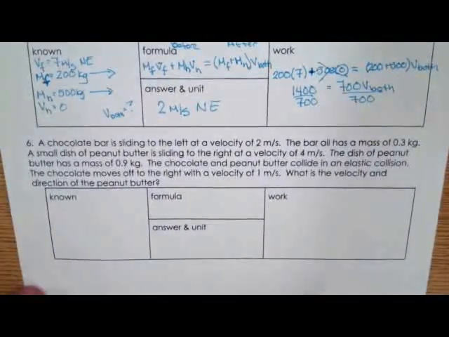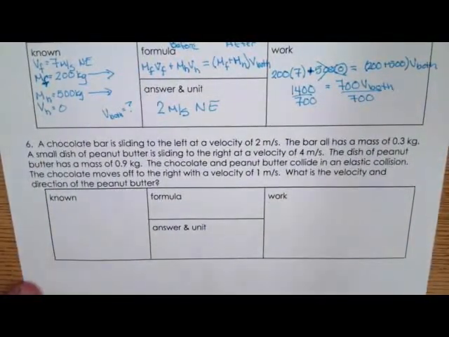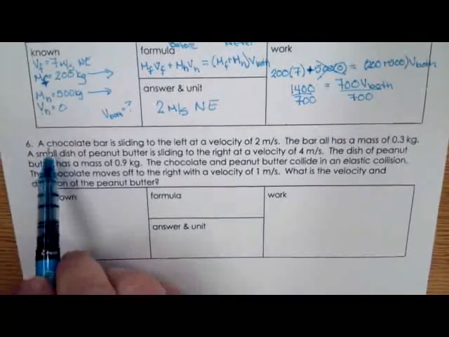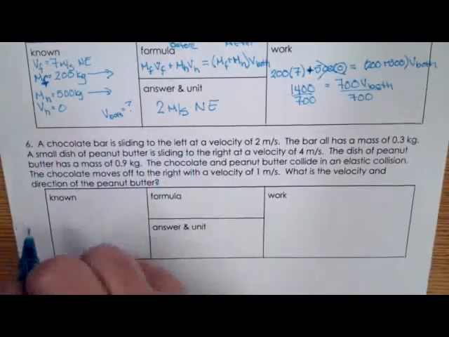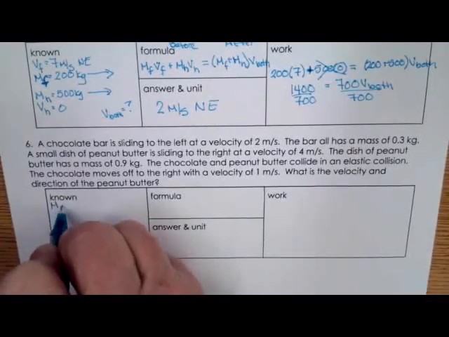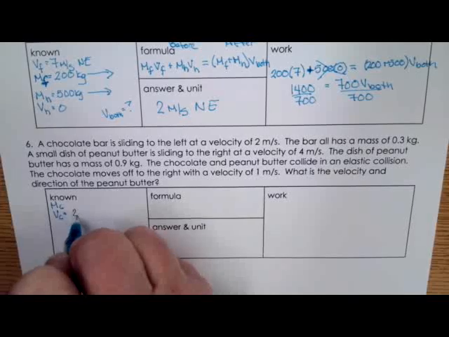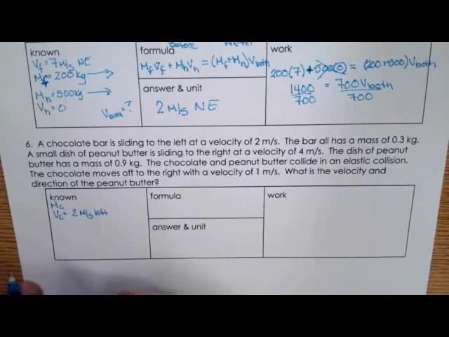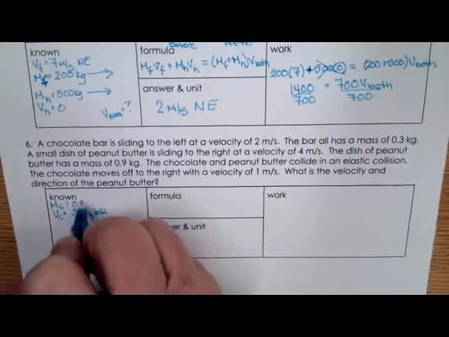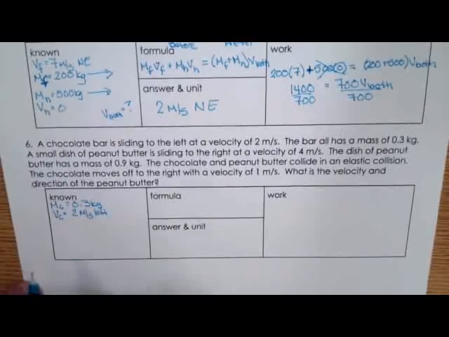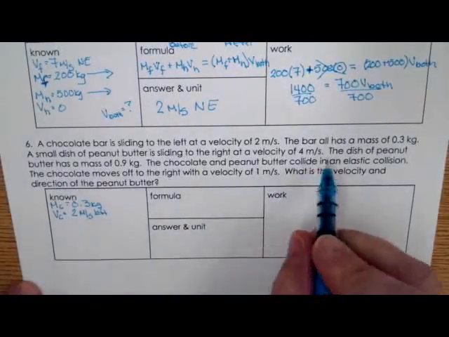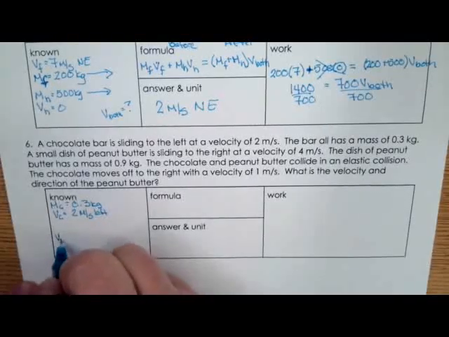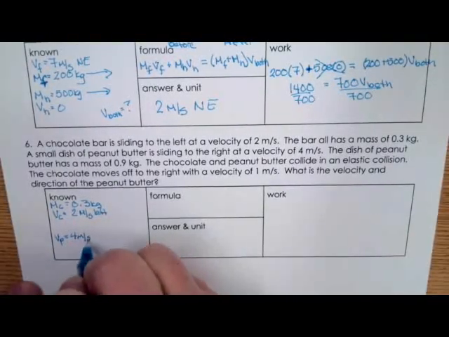The next one is a little bit more difficult because it's one of those where they don't stick together, and we really need to pay attention to the direction of the velocities for these ones that don't stick together. So you got a chocolate bar sliding to the left with a velocity, so the velocity of the chocolate is 2 meters per second left. The bar has a mass of 0.3 kilograms. A small dish of peanut butter is sliding to the right with a velocity of 4. So the velocity of the peanut butter is going to be 4 meters per second right.